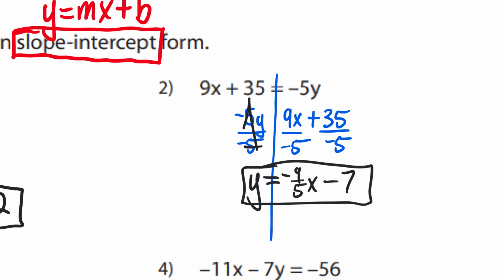What would the slope of this line be? Negative 9/5. Where would this line cross the y-axis? Negative 7. Okay, good.